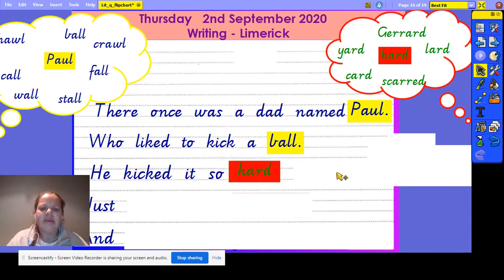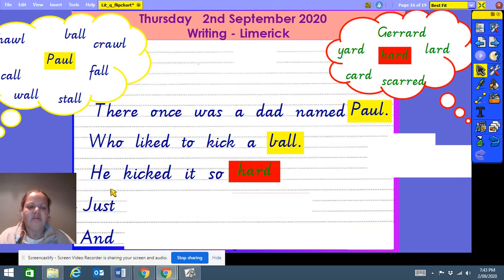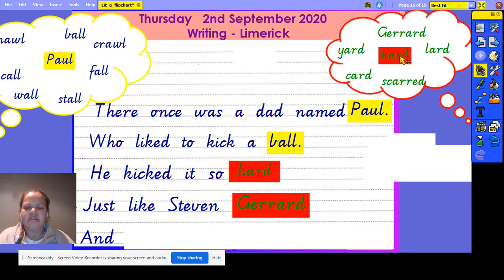So he kicked it so hard, and now I thought of some other words that rhyme with hard. Yard, card, scarred, lard, and Gerard. Okay, so I said he kicked it so hard, and because I know Luke's daddy Paul likes soccer or football, I used a soccer name, and it says just like Steven Gerrard.